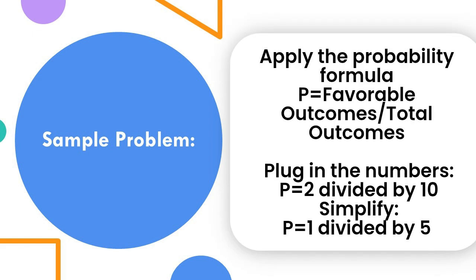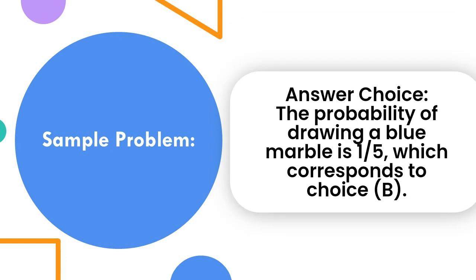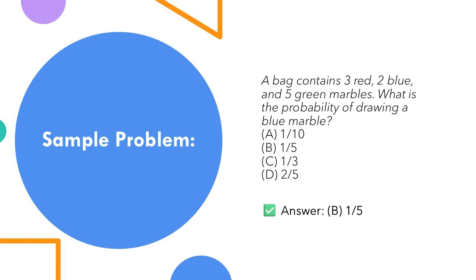3. Apply the probability formula. P equals favorable outcomes over total outcomes. Plug in the numbers: P equals 2 divided by 10. Simplify: P equals 1 divided by 5. 4. Answer choice. The probability of drawing a blue marble is 1/5, which corresponds to choice B. Quick tip: probabilities are always between 0 and 1. 0 means impossible, and 1 means certain. If your answer is greater than 1, something went wrong.